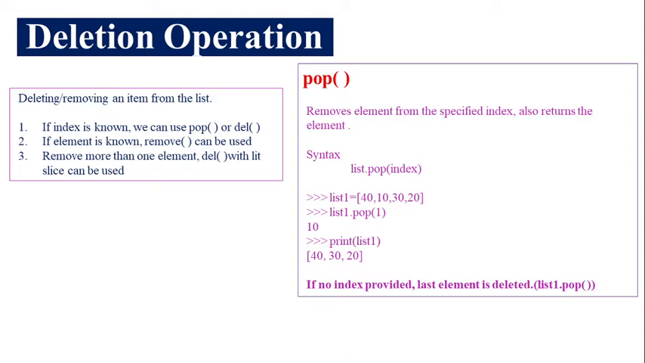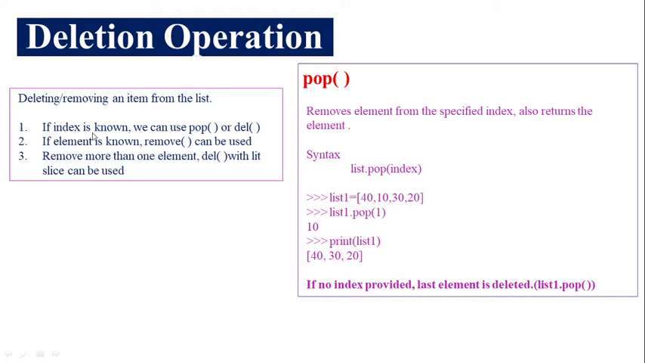In Python we have two specific functions, pop and remove, and another statement, that is del. These are the three different ways we can perform the deletion operation associated with lists. Deletion is deleting or removing an item from the list. It's not only a single item; we can delete only one item, or we can delete multiple items. So these are the three different ways.